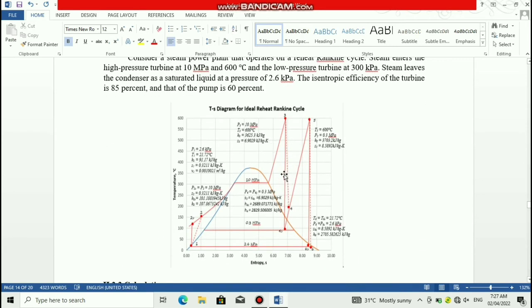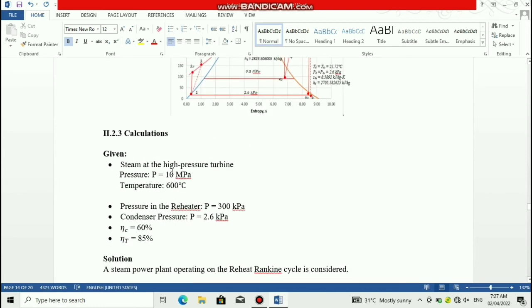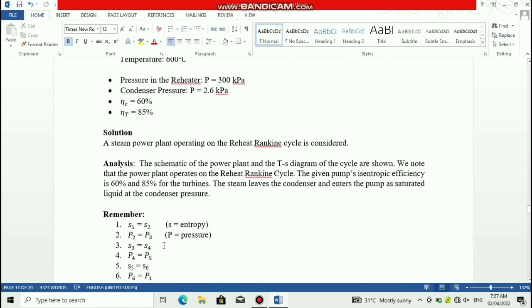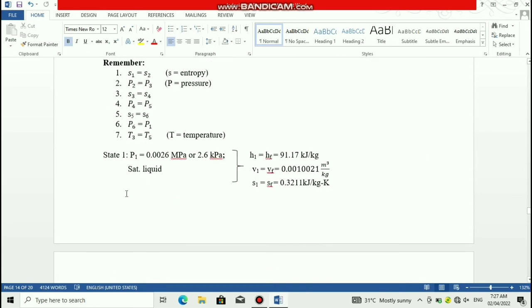So given steam at the high-pressure turbine, P equals 10 MPa, and temperature is 600 degrees Celsius. The pressure in the reheater is 300 kPa. Condenser pressure is 2.6 kPa, and the isentropic efficiency of the pump is 60% and of the turbine 85%. So at state 1, it is a saturated liquid at 2.6 kPa. These are the values of enthalpy, specific volume, and entropy.